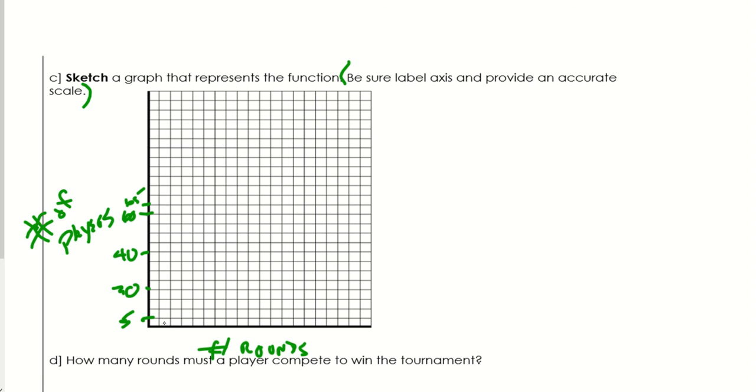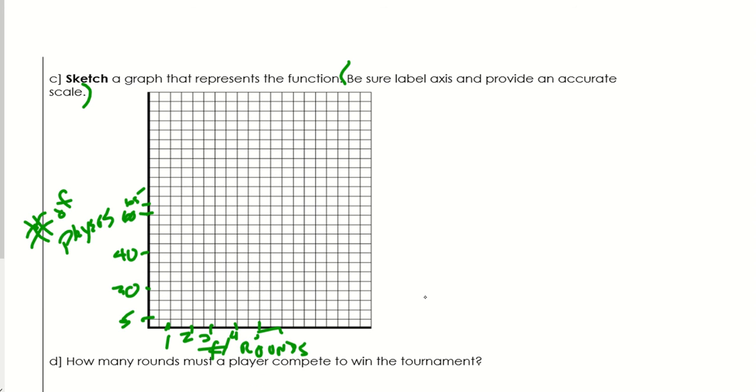And I'm going to use every 2 boxes as a round. 1 round, 2, 3, 4, 5. And finally 6.